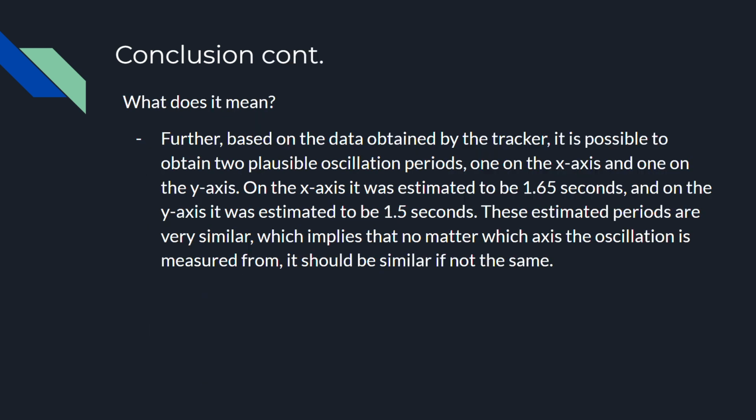Further, based on the data obtained by the tracker, it is possible to obtain two plausible oscillation periods, one on the x-axis and one on the y-axis. On the x-axis, it was estimated to be 1.65 seconds, and on the y-axis, it was estimated to be 1.5 seconds. These estimated periods are very similar, which implies that no matter which axis the oscillation is measured from, it should be similar, if not the same.